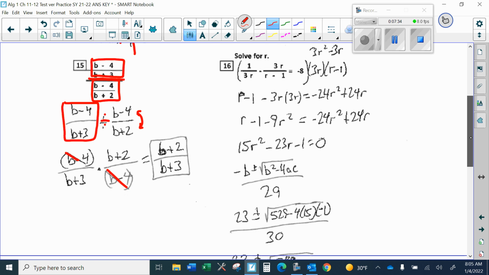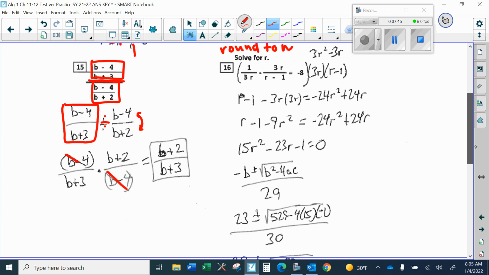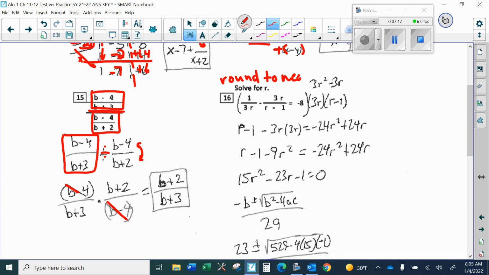16 is the longest one. I forgot to put round to nearest 100th. Didn't I say 100th? Yeah, 100th down there. So that's what you'll do on the test. If you forget, just ask.